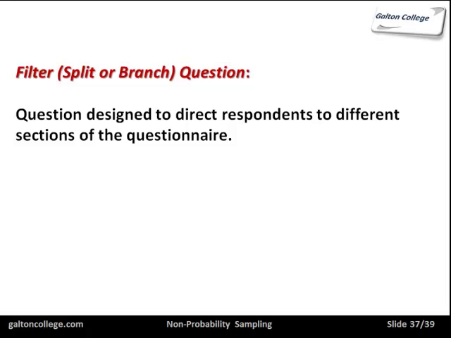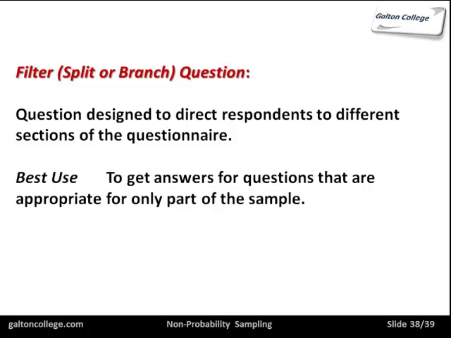And that gives greater continuity for the respondent. It makes a lot more sense. People get alienated if they say, no, I don't like government economic policy on whatever. And then the next question is, what in particular do you like about government policy? Well, nothing. I've just said I don't like it. So why am I answering this question? So at the end of the question, this should have been directed on to find out what it is that they don't like. Best use is to get answers for questions that are appropriate for only part of the sample.